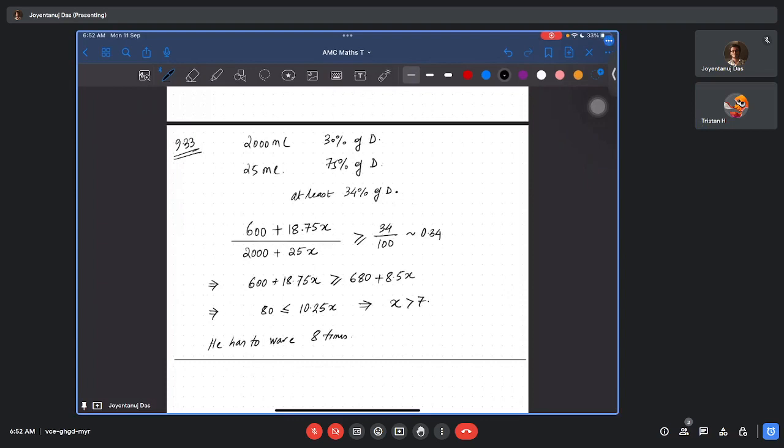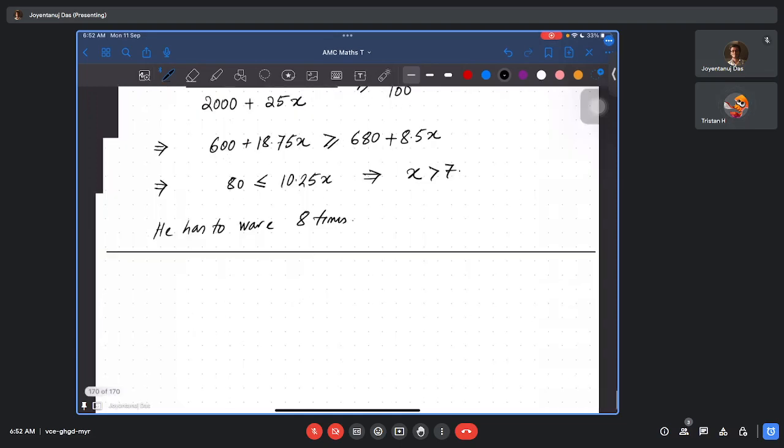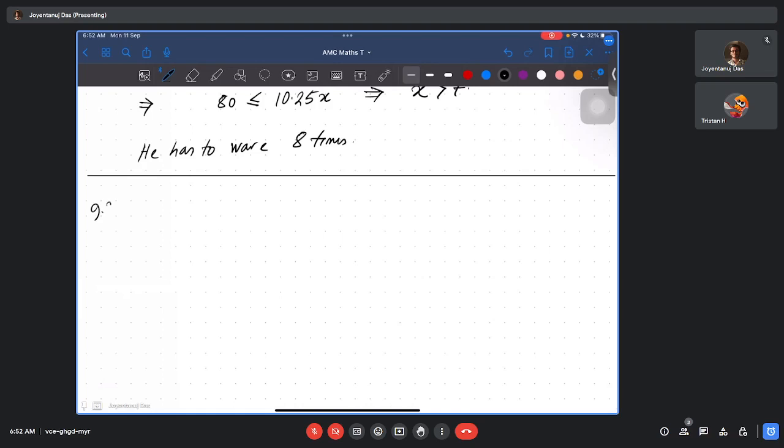Yes. The next problem is more or less similar. What about 9.35? How many positive integers n are there such that root n is between 9 and 100?